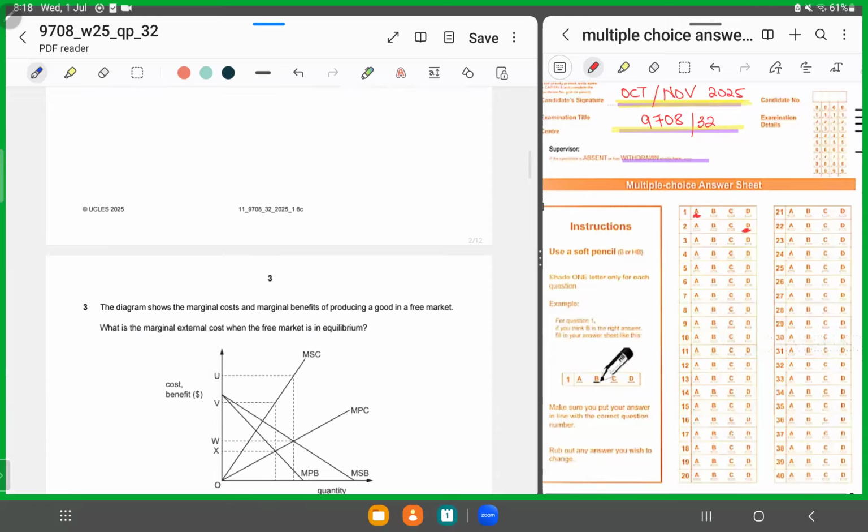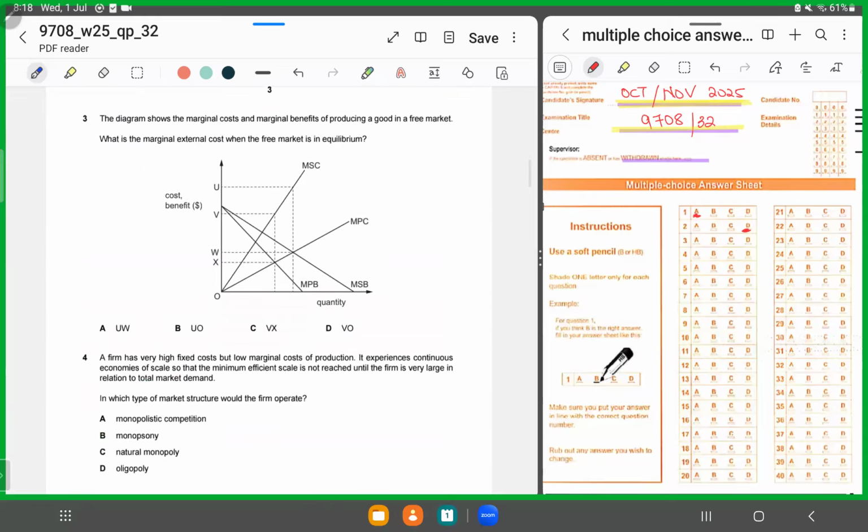Moving forward, MCQ number 3. MCQ number 3 displays a number of costs. They're talking about marginal social costs, marginal private costs, marginal social benefit, marginal private benefit. The vertical axis displays the costs and the benefits. The horizontal axis displays the quantity. Now they're saying the diagram shows the marginal costs and the benefits of producing a good in a free market. What is the marginal external cost when the free market is in equilibrium?